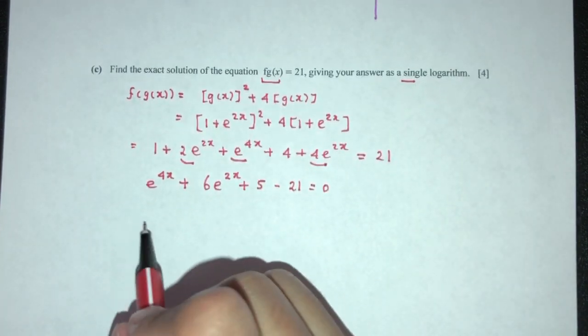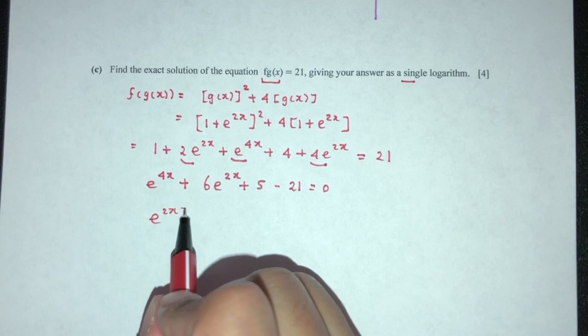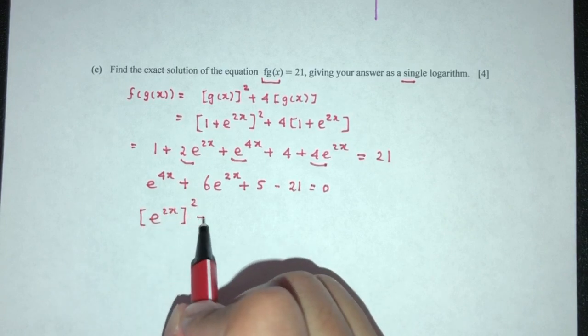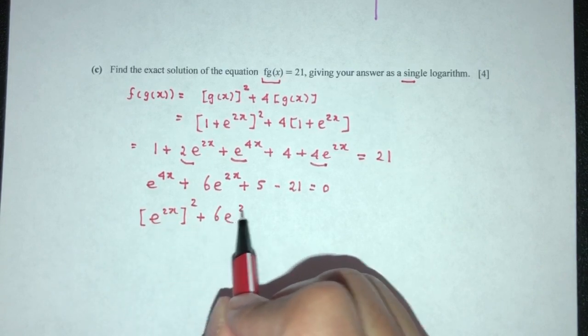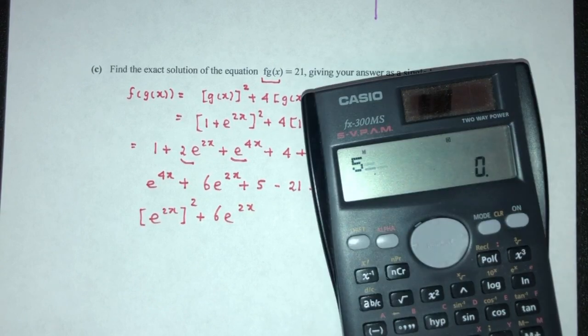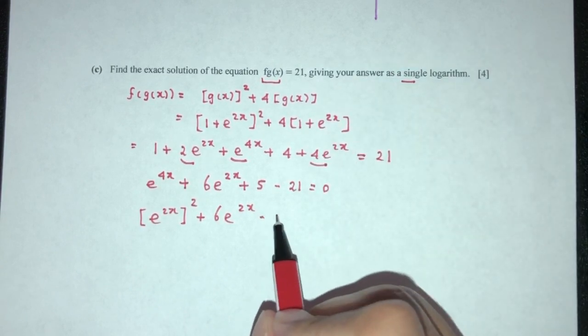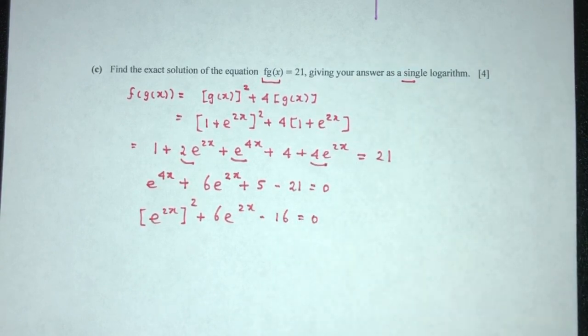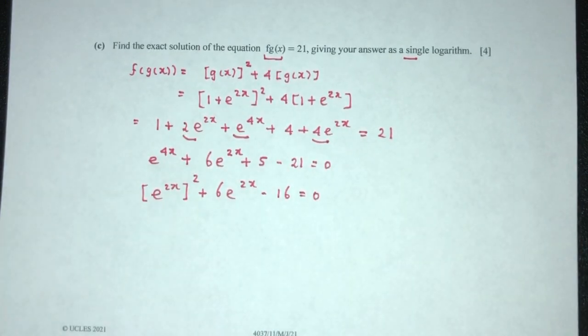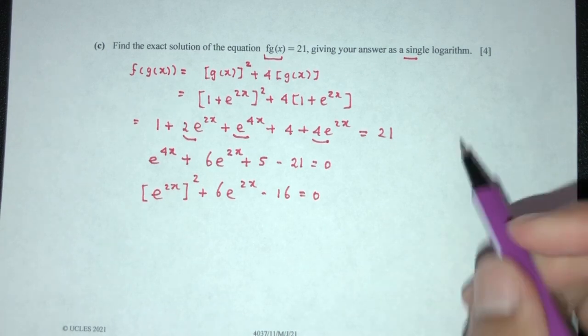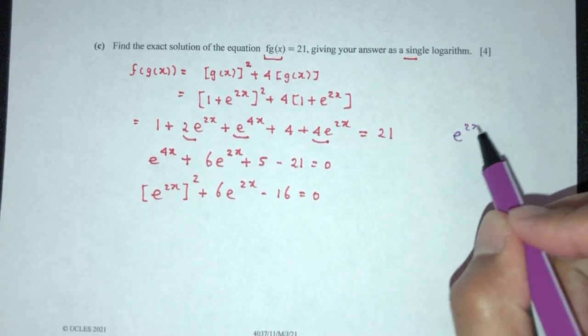Now let's simplify. You will have exponential 2x, squared, plus 6 exponential 2x, plus 5 minus 21, that will be minus 16, has to be 0. So in this case, we can try to solve by using a substitution. Let exponential to the power 2x, sorry, let this one equal to u.